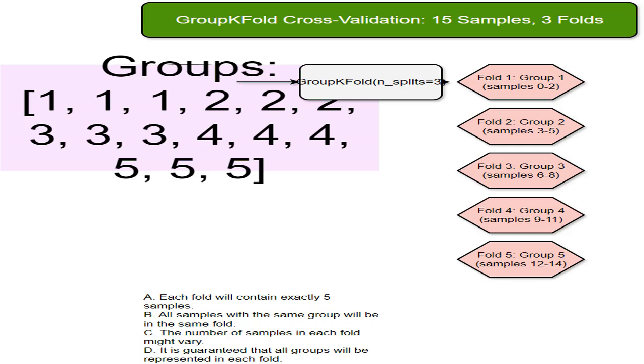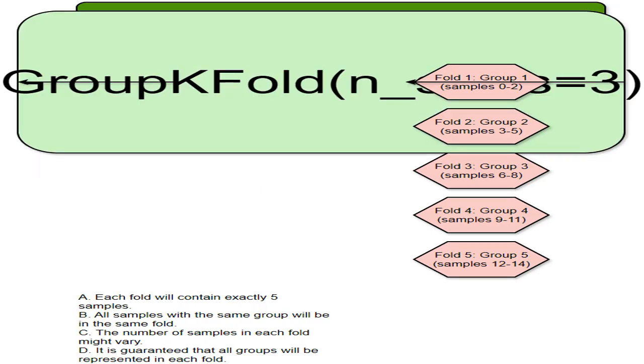Notice that samples 0 to 2 belong to group 1, samples 3 to 5 belong to group 2, and so on. This grouping is important for the GroupKFold technique because it helps keep similar samples together during cross-validation. This line shows that we're using a specific type of cross-validation known as GroupKFold. The n_splits equals 3 part means we want to split our dataset into 3 folds, 3 separate groups, for cross-validation. The key here is, GroupKFold ensures data points within the same group stay together throughout the folds.